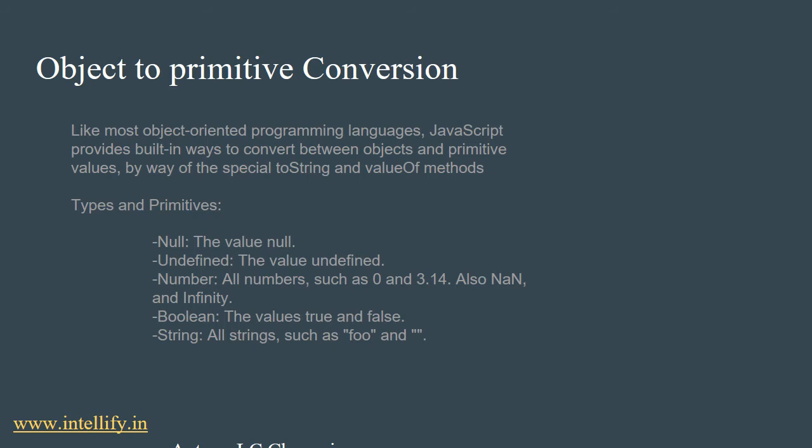We will see object to primitive conversion in this session. Like most object-oriented programming languages, JavaScript provides built-in ways to convert between objects and primitive values by way of the special toString and valueOf methods.